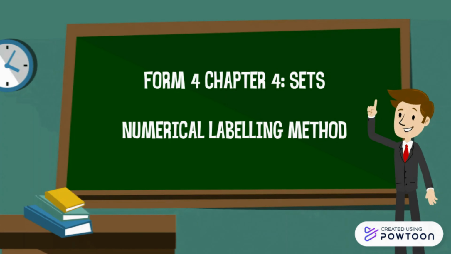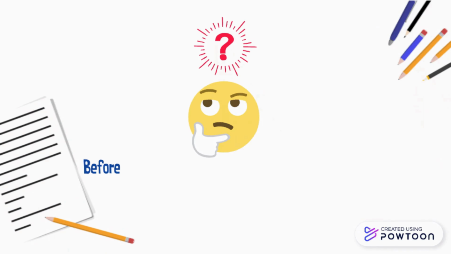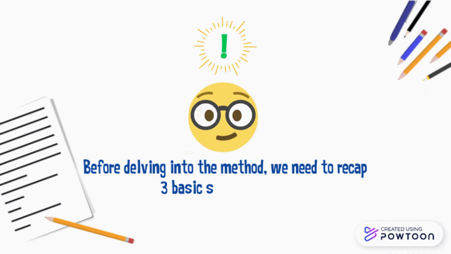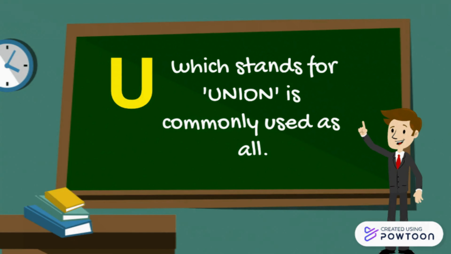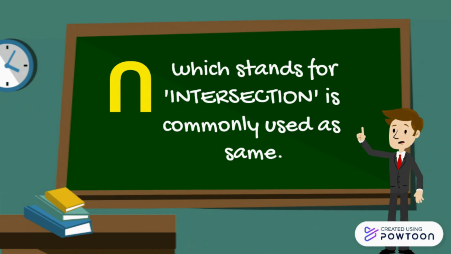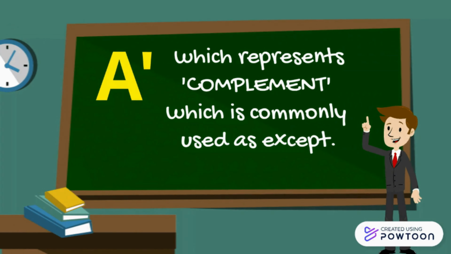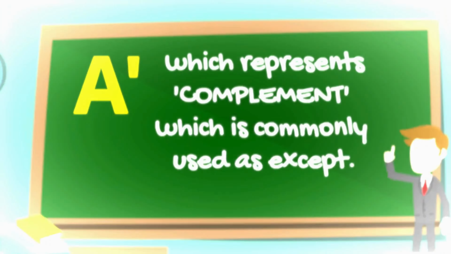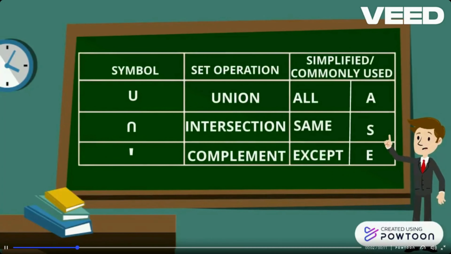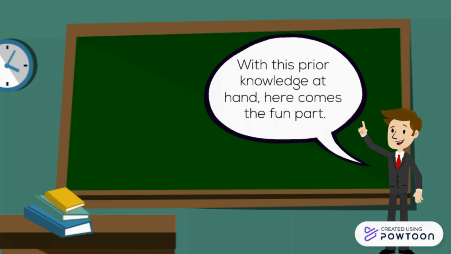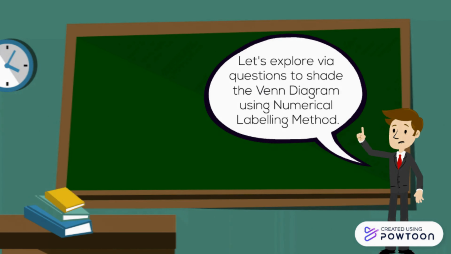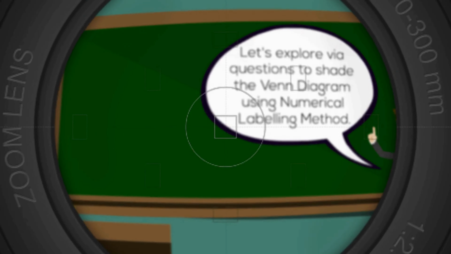Form 4 Chapter 4 Sets: Numerical Labeling Method. Before delving into the method, we need to recap three basic set operations. Union, commonly used as all; intersection, commonly used as same; complement, commonly used as except. The following are simplified in the table. With this prior knowledge at hand, here comes the fun part. Let's explore via a question how to shade the Venn diagram using the numerical labeling method.